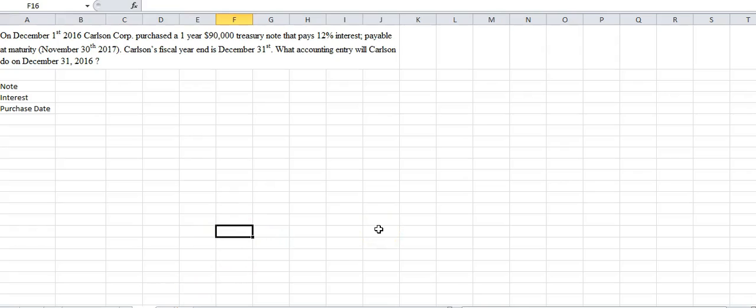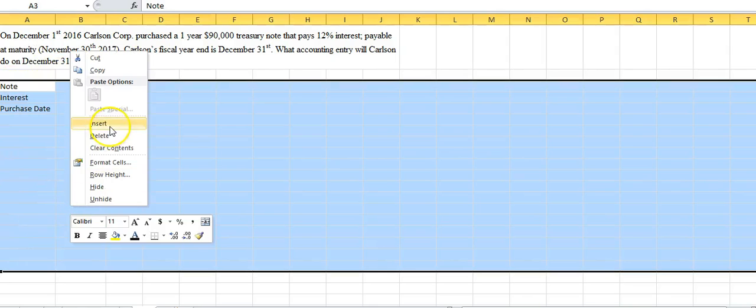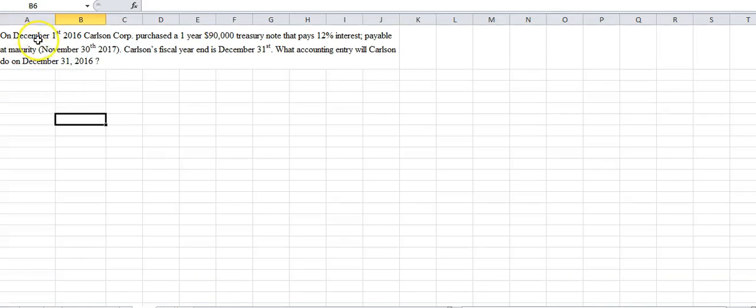This one here is on accruing interest. Okay, so let's read the problem. It says on December 1st, let me go ahead and delete all this and I'll start from scratch. So on December 1st, 2016, Carlson Corporation purchased a $90,000 treasury note. Okay, so they purchased a treasury note. They bought the note. That means that they gave the money, which means that they will be receiving the interest, right?